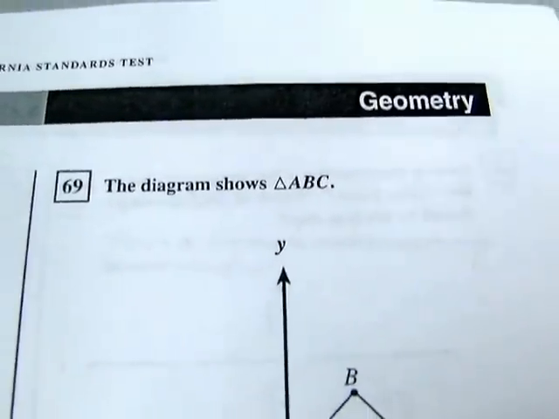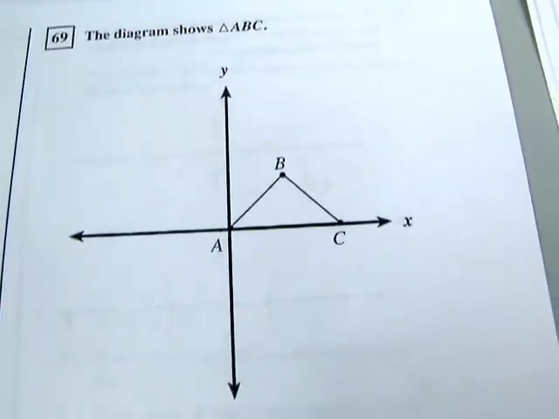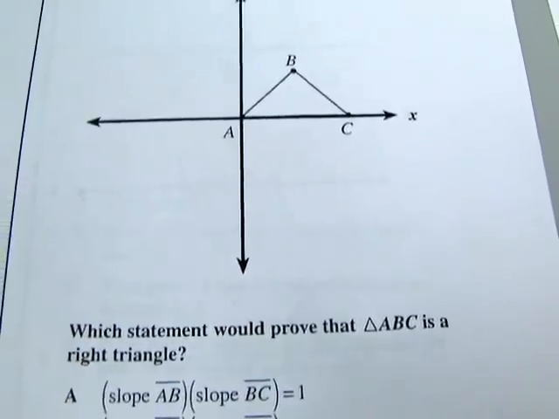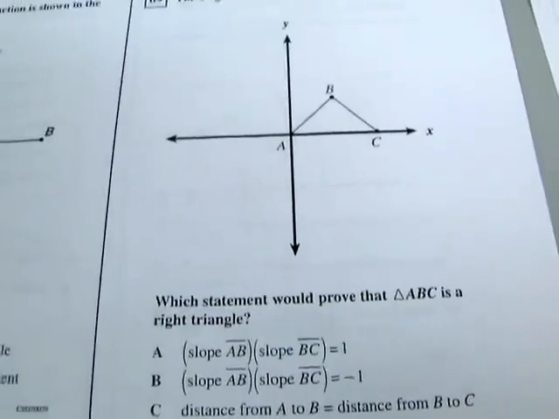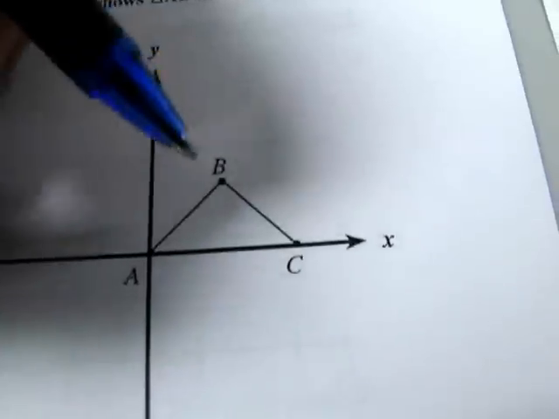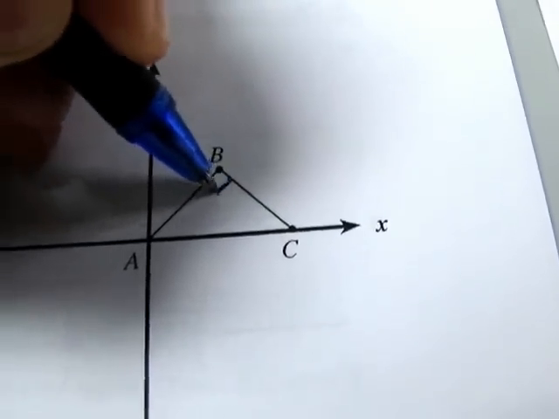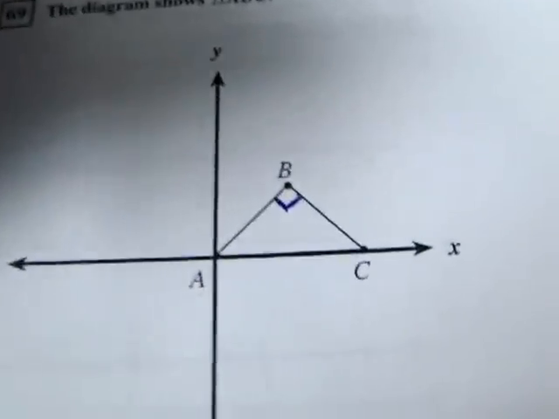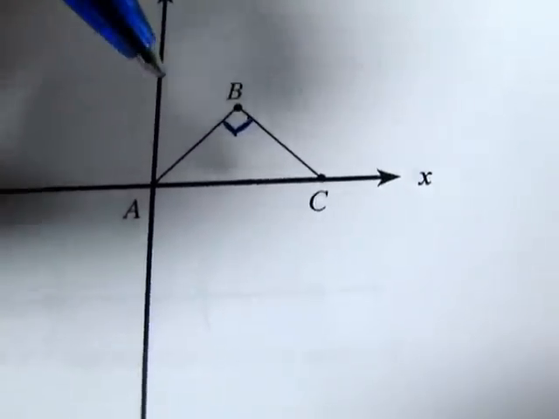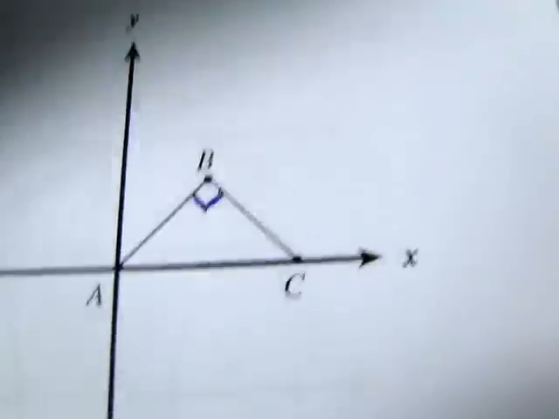The diagram shows triangle ABC. Here's triangle ABC. Which statement would prove that triangle ABC is a right triangle? So this is actually what I consider maybe the hardest problem in the entire STAR packet. We're saying right triangle, so we're going to say that this has to be 90 degrees. So what we've got here is this side, and we need for them to be perpendicular. So if you remember, perpendicular slopes are negative reciprocals.